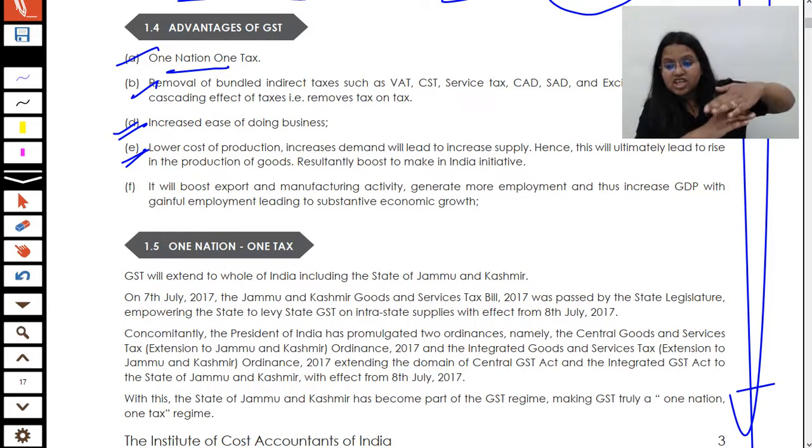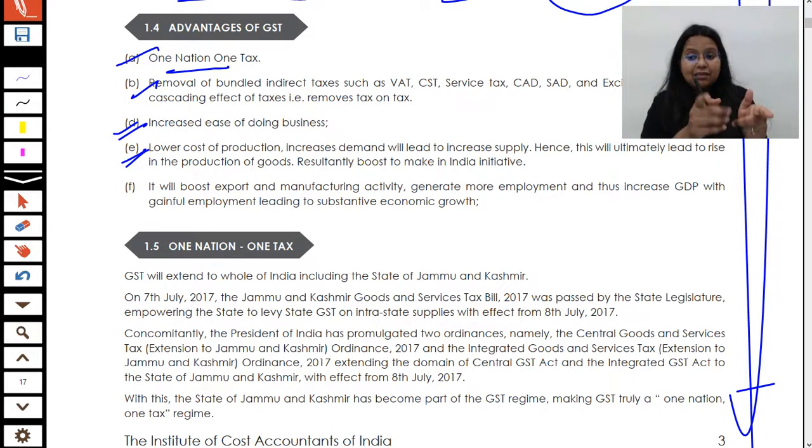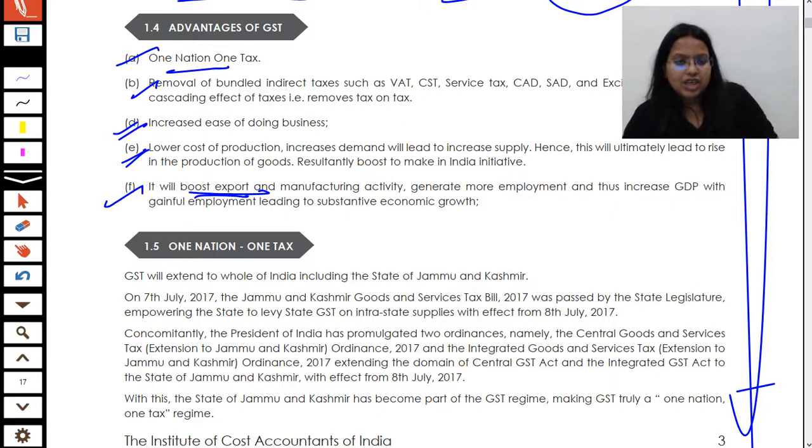As it has removed the cascading effect of taxes, the cost of production is low. Whenever the cost of production gets lower, demand increases. Due to the increase in demand, there shall be an increase in supply, and hence ultimately a lot of production, and our initiative will get accomplished. What is our initiative? Make in India. Next, due to lower cost of production and very good quality, it will boost our export and manufacturing activity, which will generate more employment, and with more employment, the GDP will improve.